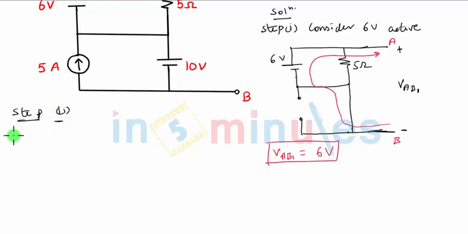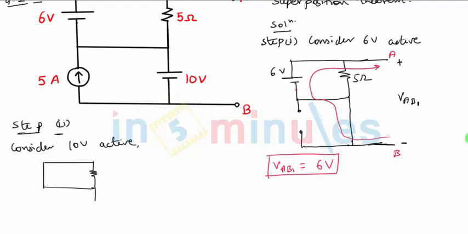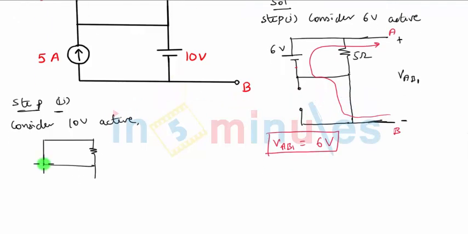So let us go through all the voltage sources first. In the second step, I'm going to consider the 10 volts active. If the 10 volts voltage source is active, I will replace the other sources. That means this 6 volt will now be short circuited. The current source, like the previous case, will still remain open circuit, and this time we will consider the second voltage source, which is 10 volts.